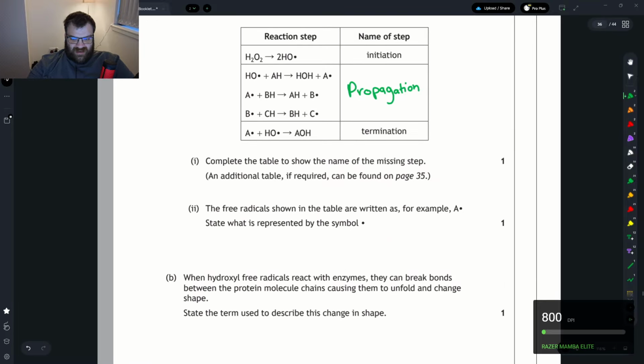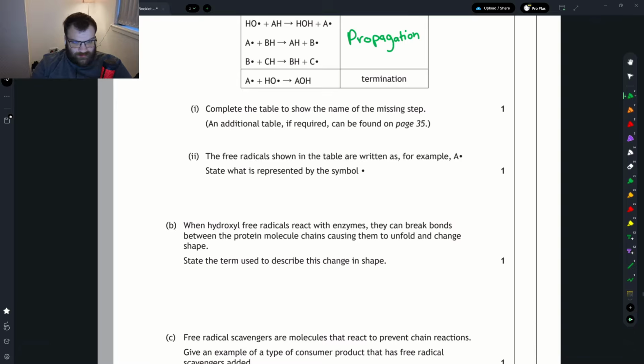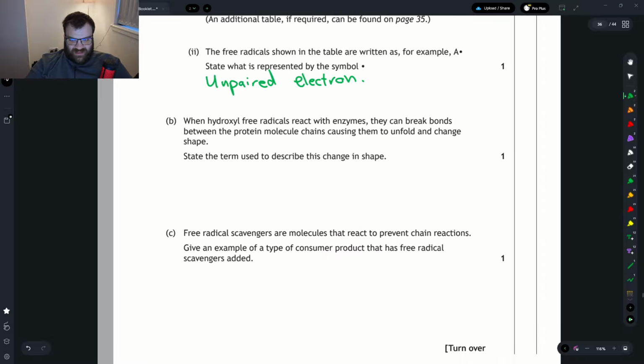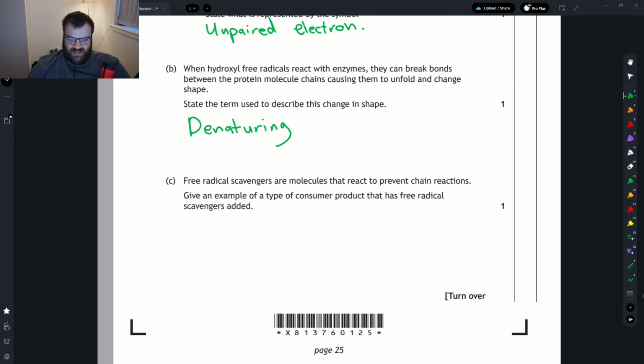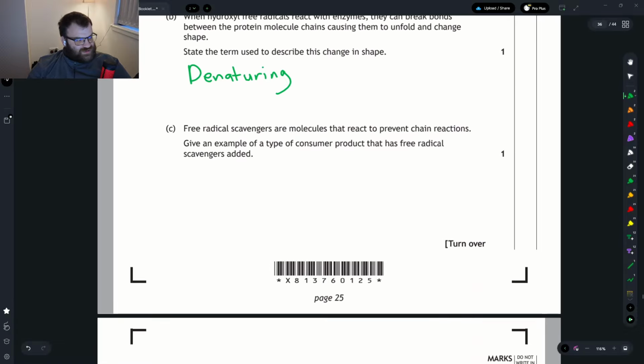State what is meant by this. Well, free radicals have unpaired electrons. So that is representing an unpaired electron. That's what makes them so reactive. Here we're talking about enzymes, proteins unwinding and changing shape. That is becoming denatured. Denaturation. It is denaturing.